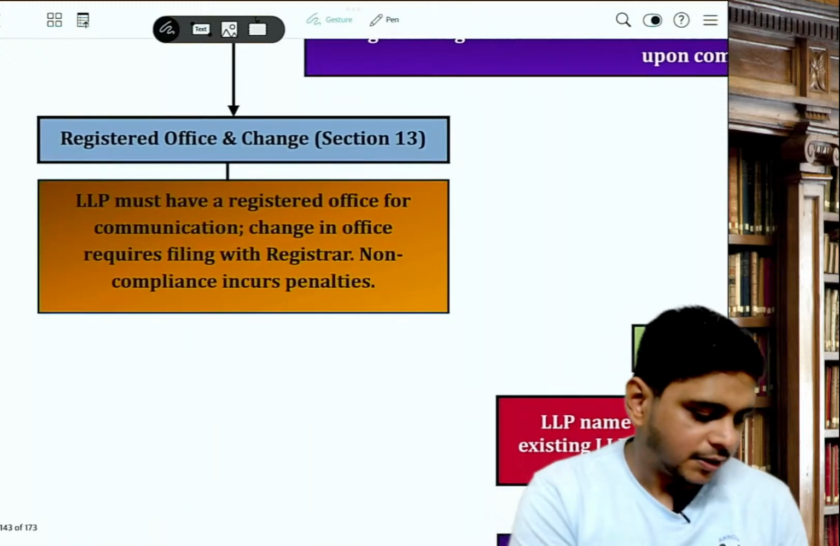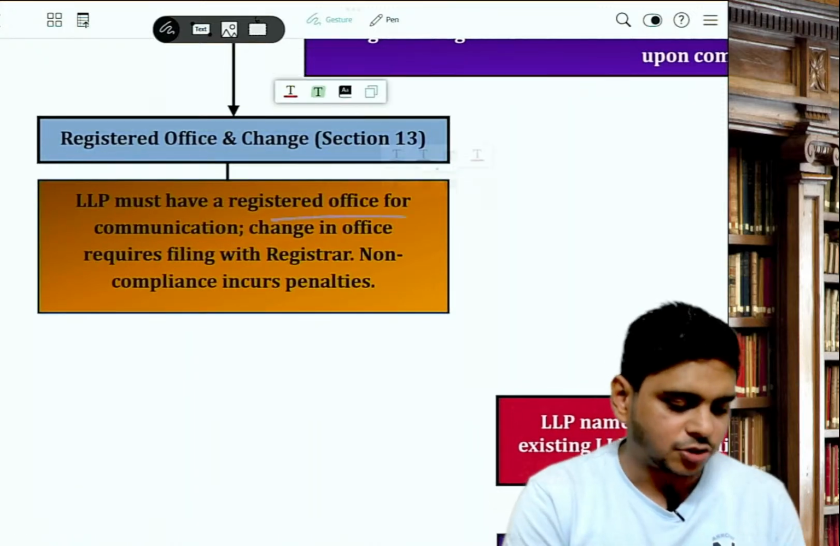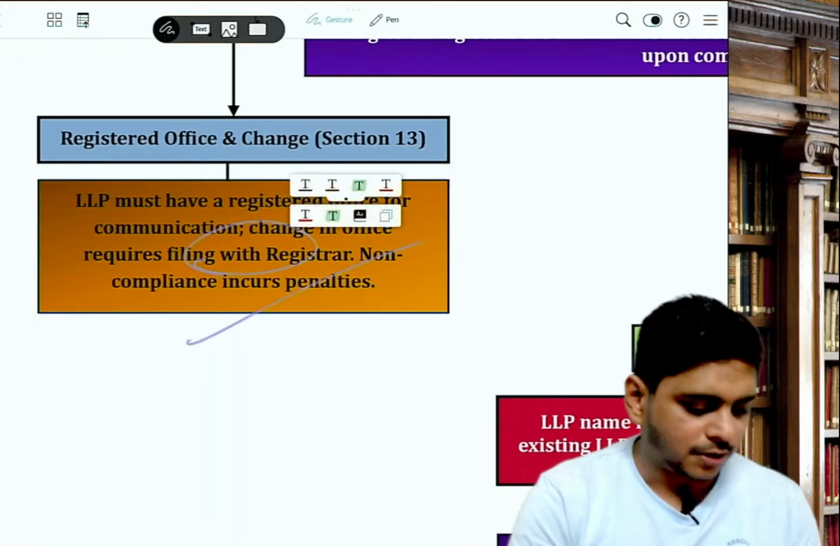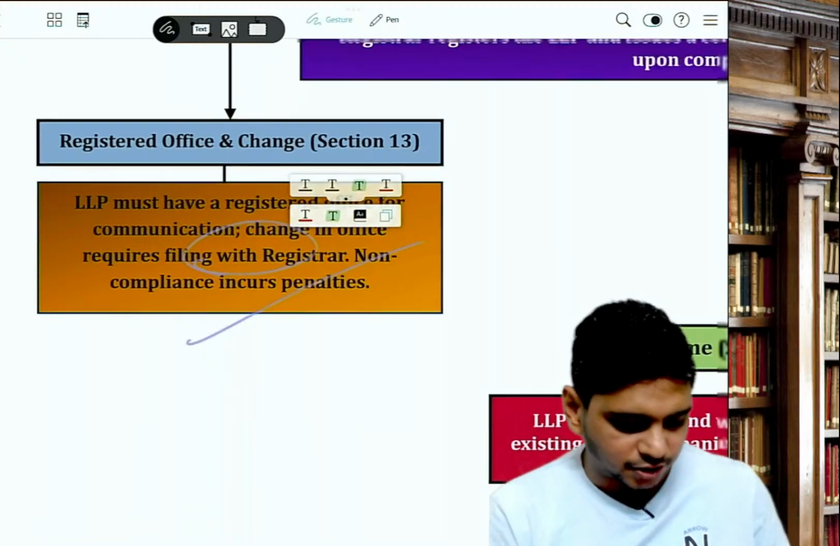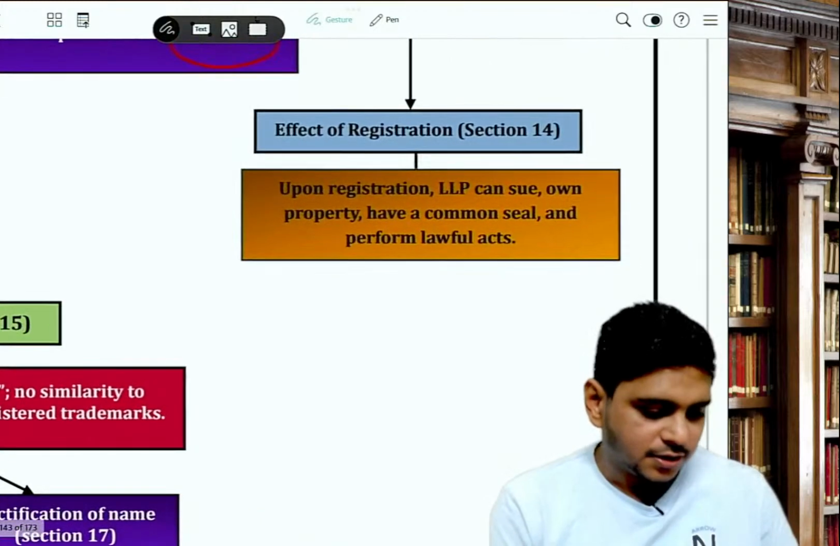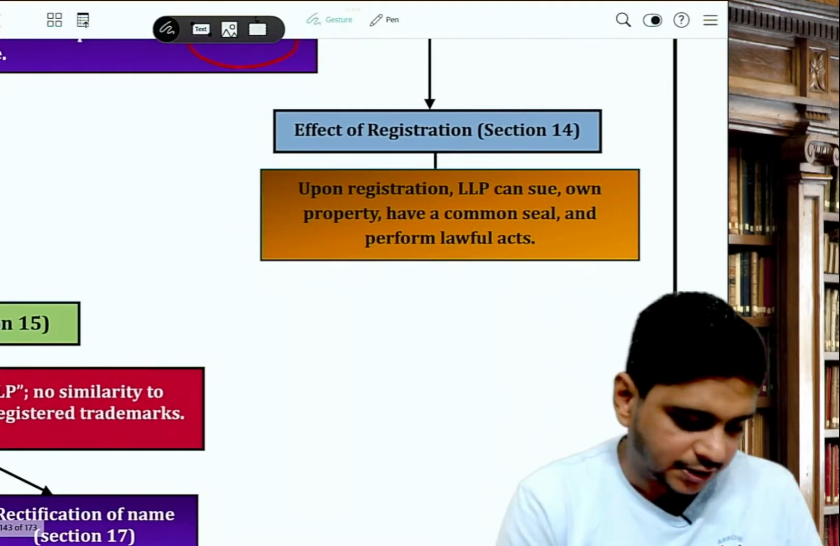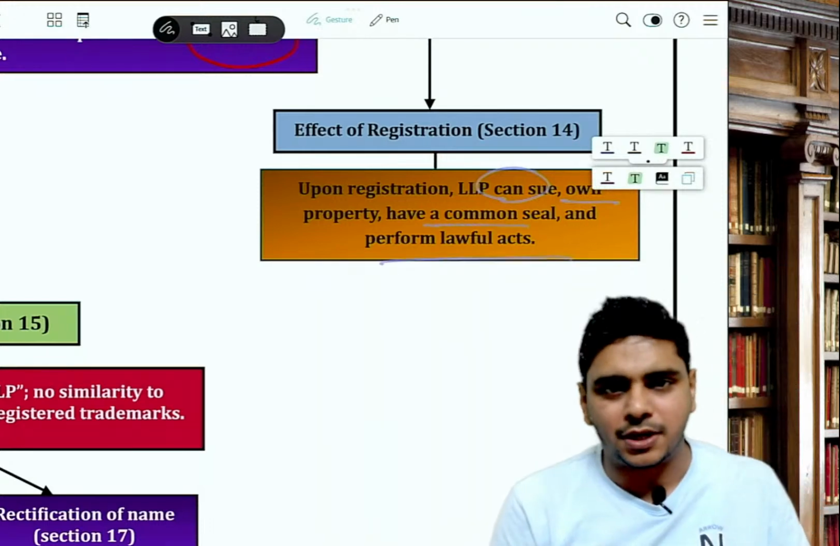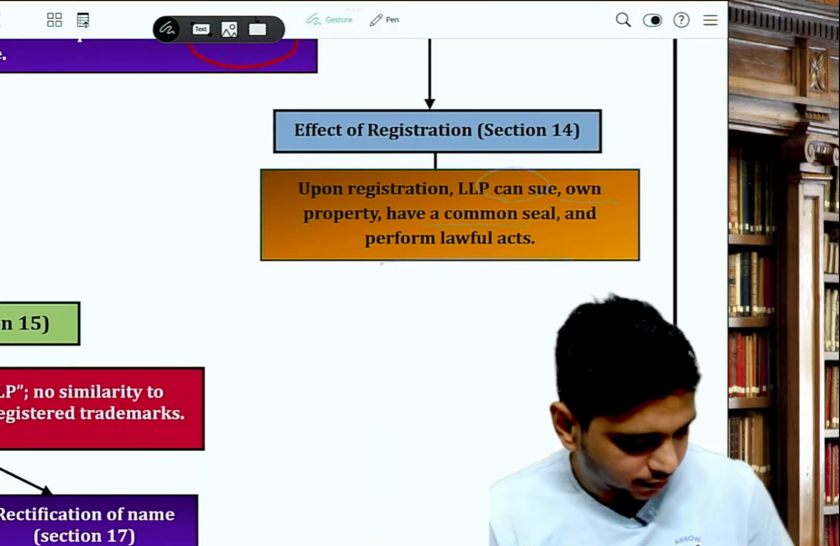Section 13. Registered office and change. LLP must have a registered office for communication. If there is a change in office, it must be filed with ROC. Non-compliance will incur penalty. Section 14. Sir, once LLP is registered, it can sue, have its own property, have a common seal and perform all the lawful acts like a company. It is the same.